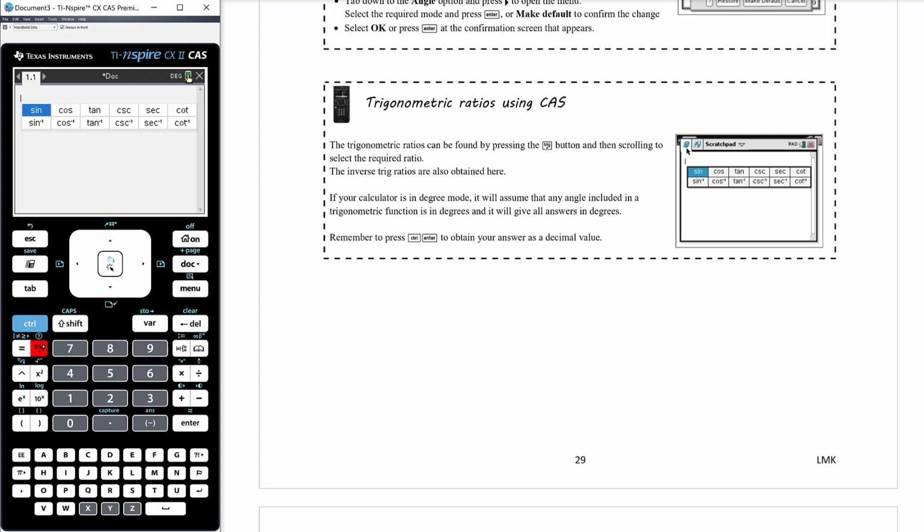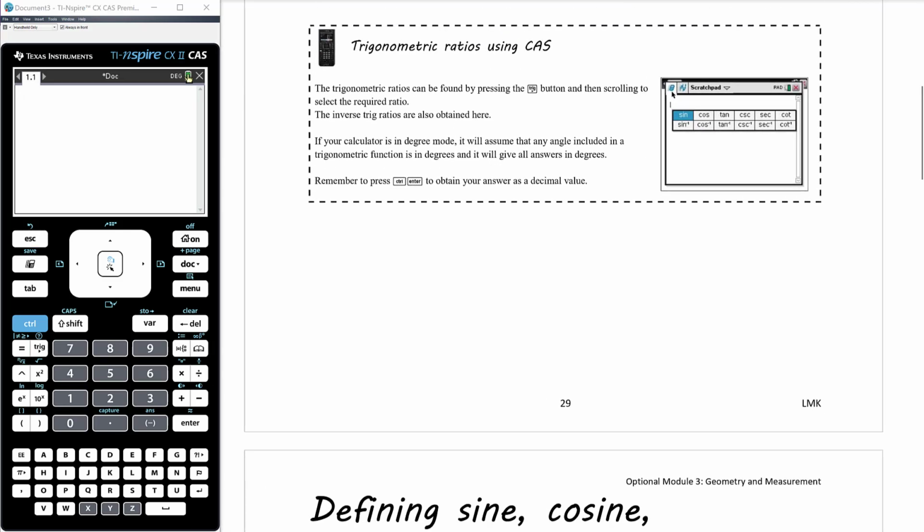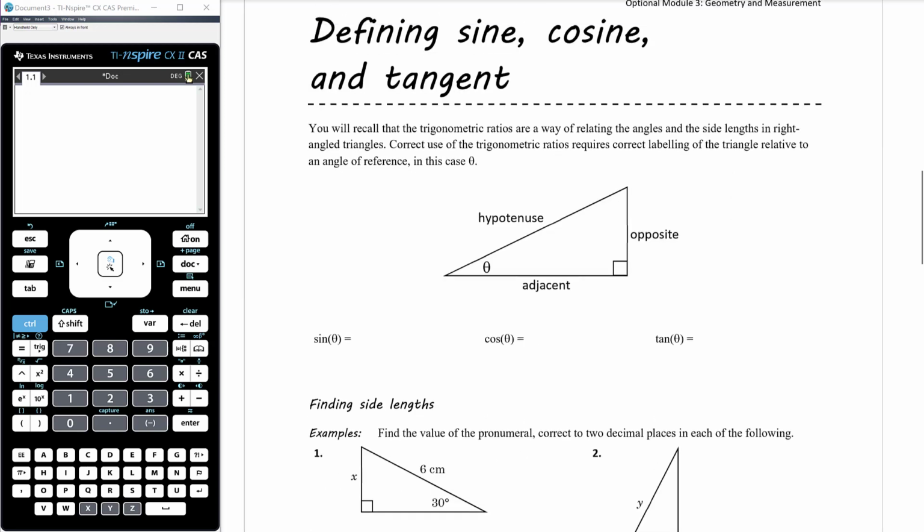And inverse sine, inverse cos and inverse tan, which we'll review throughout this video. Okay, so once we're in the right mode, we know where to find sine, cos and tan. Let's get into solving some problems.